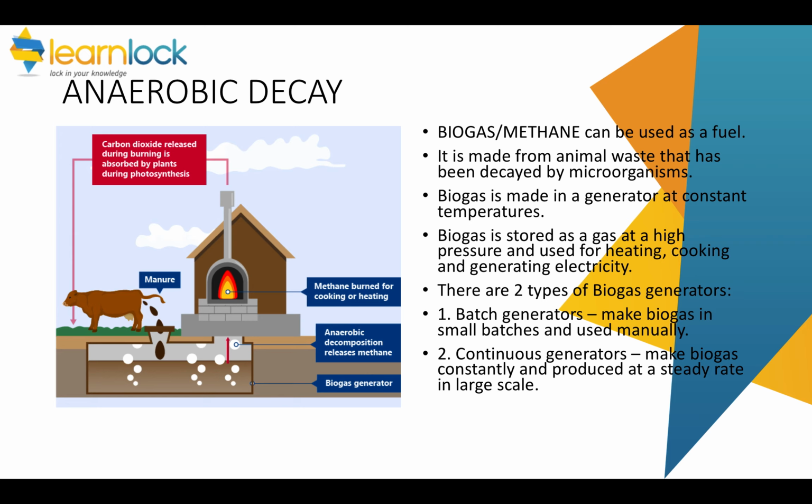There's two types: batch generators, which are used like in the diagram here to maybe heat on a small scale, make biogas in small batches, or continuous generators, which would be larger and would make a bigger supply of biogas.